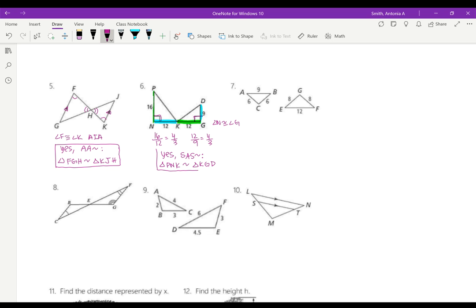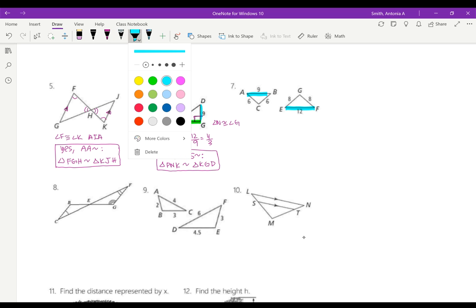And that's our final answer. Okay. Try number 7 on your own. See if all of those sides are proportional, and then come back and check and see. So, longest to longest.